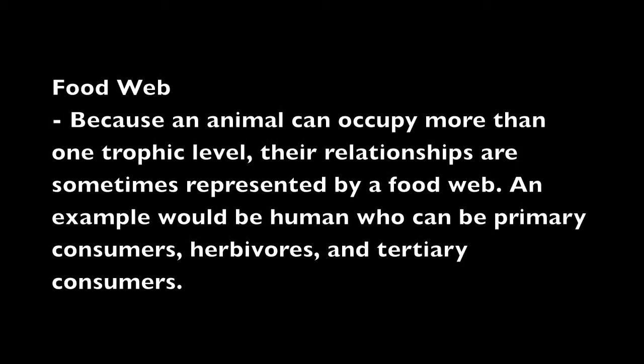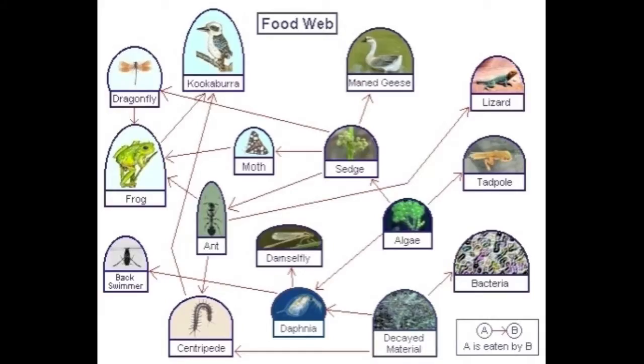Because an animal can occupy more than one trophic level, the relationships are sometimes represented by a food web. An example would be humans, who can be primary consumers, herbivores, and tertiary consumers. This is an example of a food web. Notice that one organism can be connected to several other organisms.